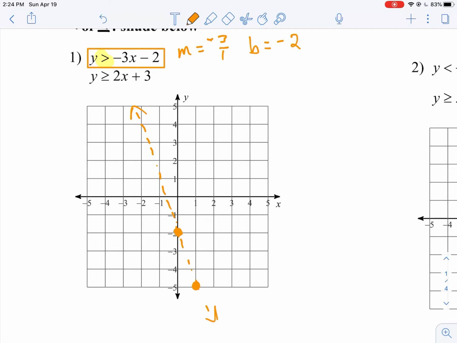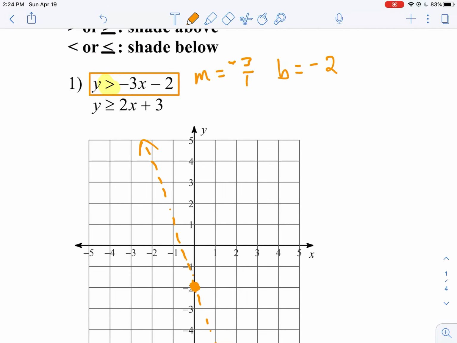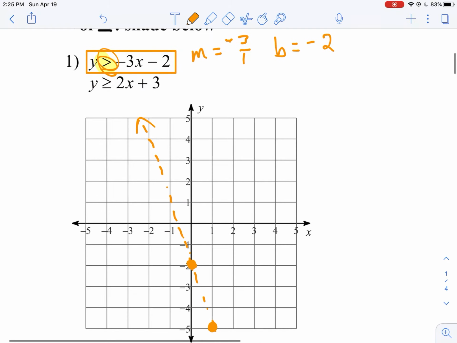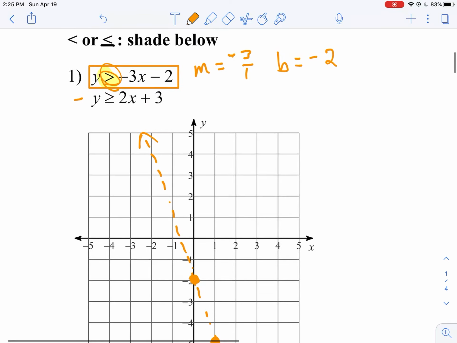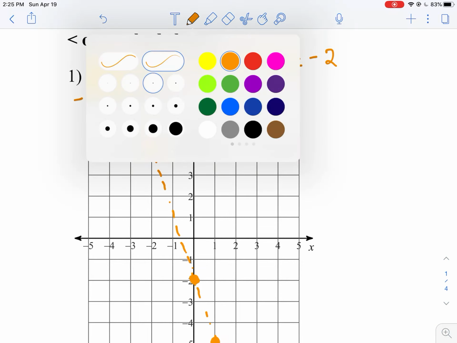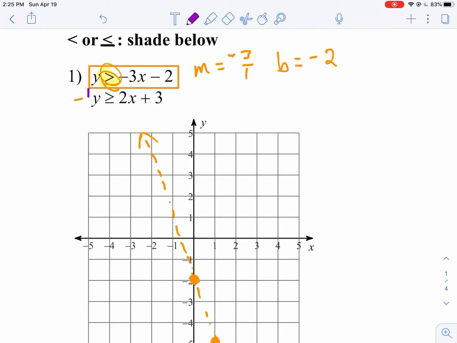Now, usually we would shade this then, depending on which way, again, my inequality is facing. But right now I'm going to hold off on shading, because when I shade, I'm going to have to shade for two different graphs. I have to shade an area between the two graphs. So let me draw the other line now before I discuss shading. Let's go purple. Okay, so here's my other line.